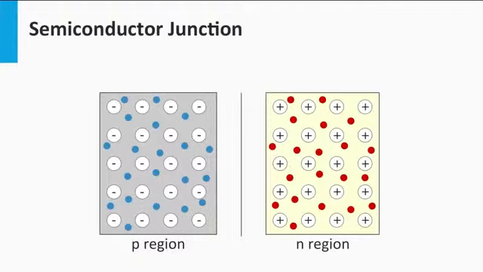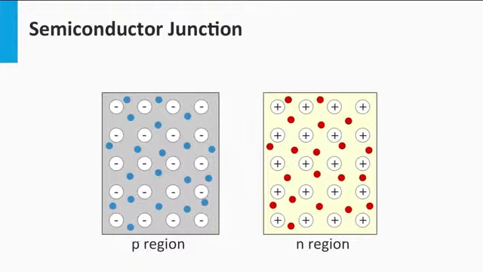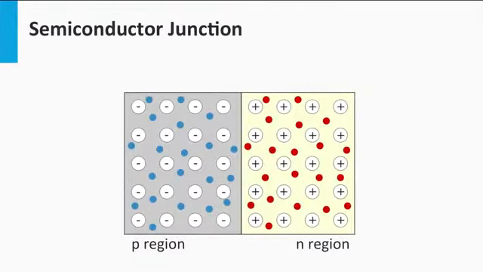Now we glue the n-type and p-type semiconductor materials together. And this is what we call a p-n junction. In reality, we take one piece of silicon material in which we intentionally dope one part p-type and the other part n-type.